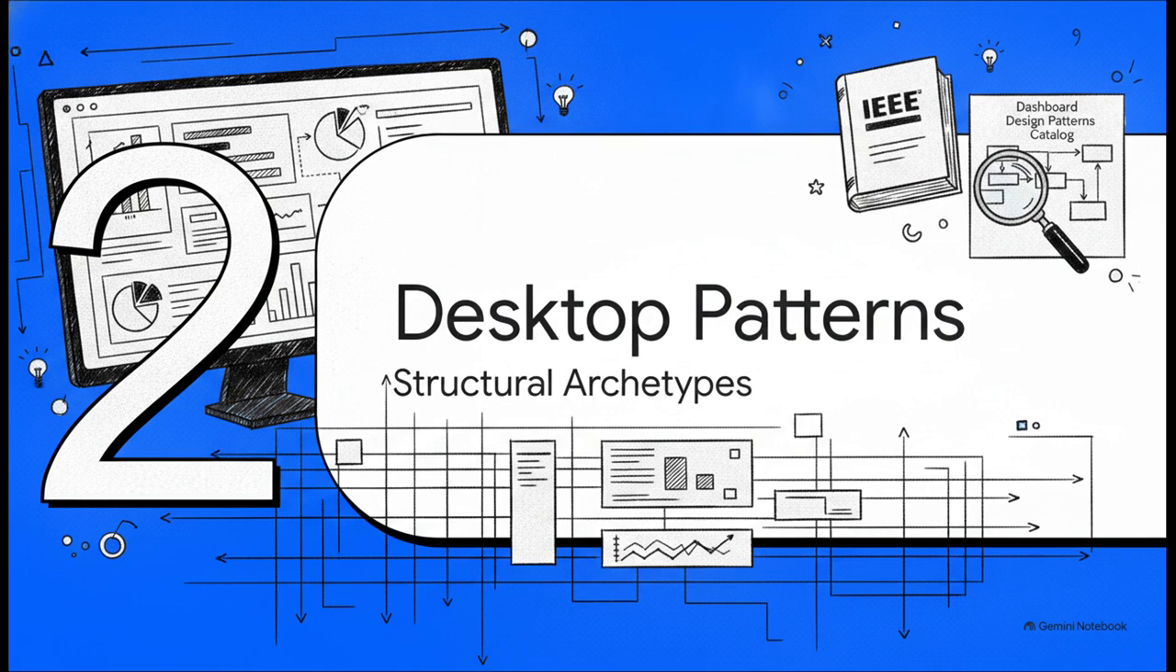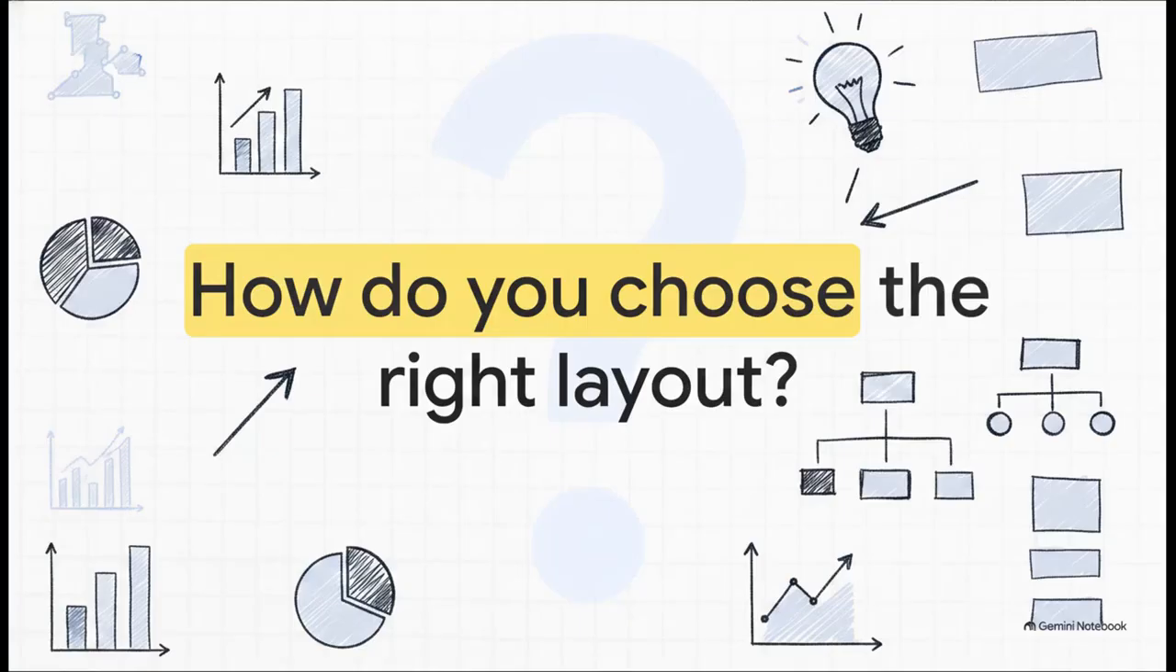Now, when we're dealing with a wide, expansive desktop screen, we aren't just guessing where to put things. We can actually deploy specific, highly effective structural archetypes that have been formalized by academic research. Stuff like the IEEE Dashboard Design Patterns Catalog. But here's the million-dollar question. How do you actually choose the right layout? I mean, all that blank canvas space can be kind of paralyzing, right?